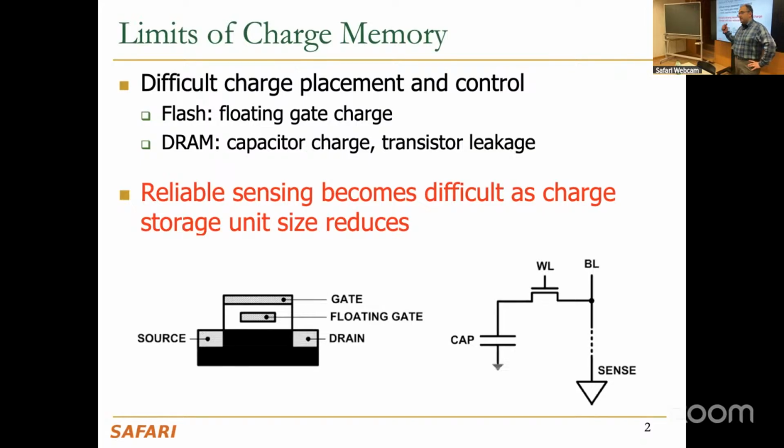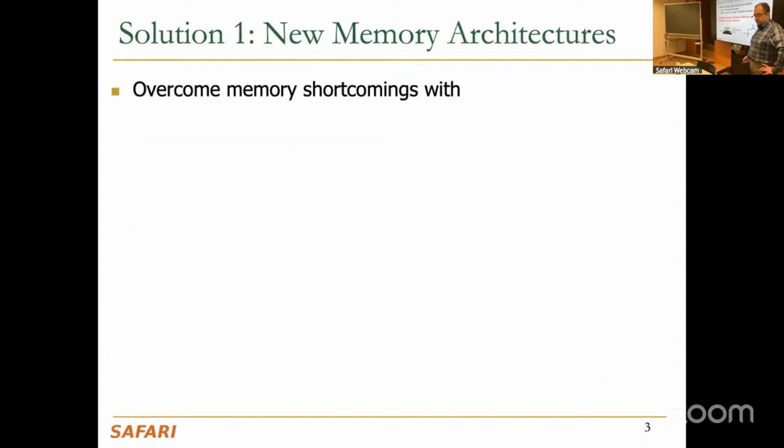So we discussed a lot last week about memory robustness, and we talked about the limits of charge memory. Flash memory is also categorized as charge memory because you're going to see that it has a floating gate, in which you store some charge. But essentially, the problem of charge memory is that reliable sensing becomes difficult as the charge storage unit size reduces.